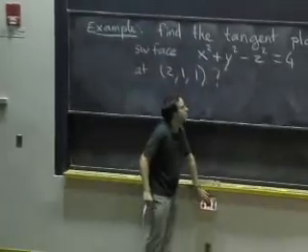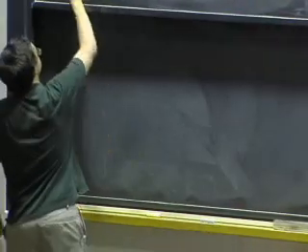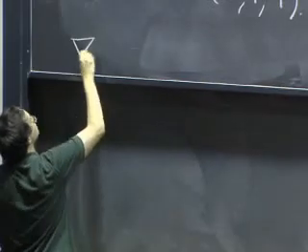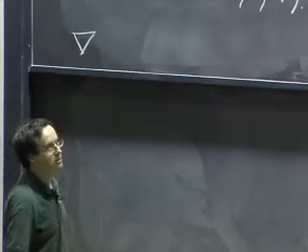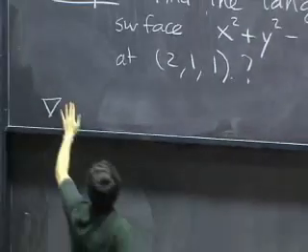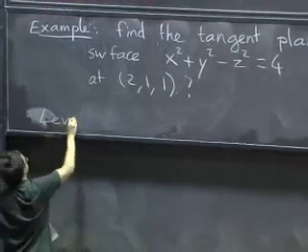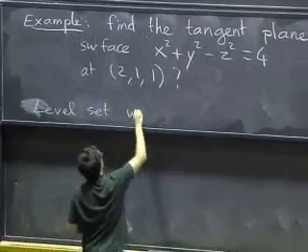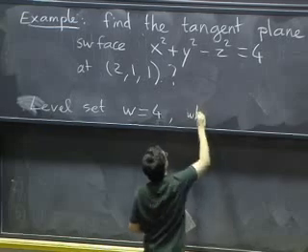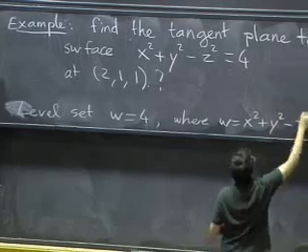How do we find this plane? Well, you can plot it on a computer, but that's not exactly how you would look for it in the first place. The way to do it is that we compute the gradient. The gradient of what? Well, the gradient of this function. I should say this is the level set w equals 4, where w is x squared plus y squared minus z squared.